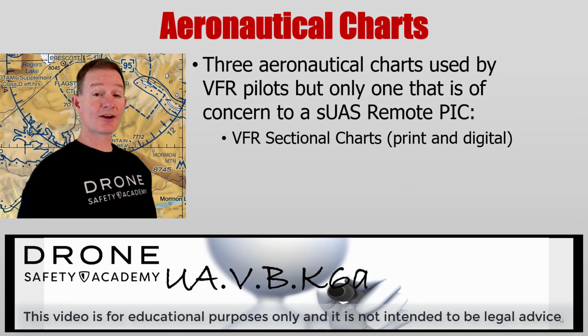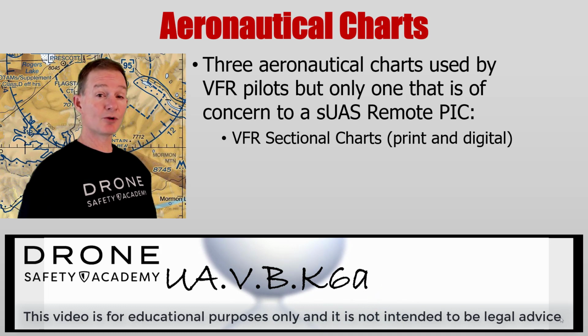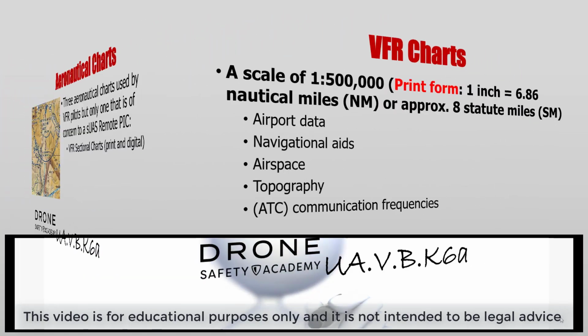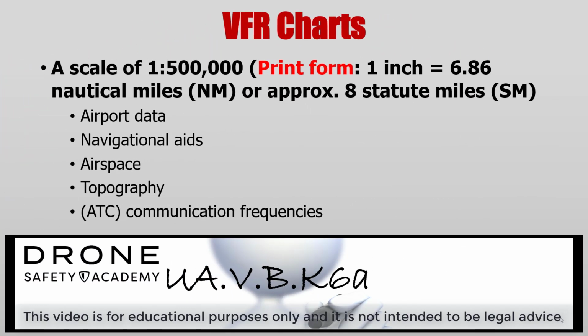There are 3 types of aeronautical charts that are used by VFR pilots, but only one is of concern to SUAS remote pilots in command: the VFR Sectional Chart, which comes in print or digital format. VFR sectional charts are on a scale of 1 to 500,000 in print form. 1 inch equals 6.86 nautical miles, or approximately 8 statute miles. VFR sectional charts provide a lot of data, including airport data, navigational aids, type of airspace, the kind of topography, and ATC communication frequencies.